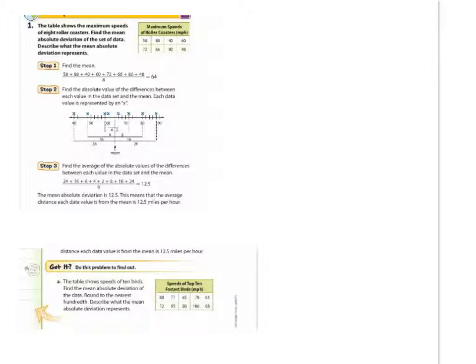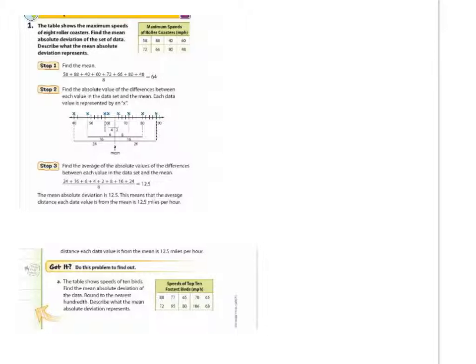On our first example, we're going to see that it gives you numbers here. And this says the table shows the maximum speeds of 8 roller coasters. Find the mean absolute deviation of the set of data. Describe what the mean absolute deviation represents. So for this, we're going to take a look at all the numbers you have. It's 58, 88, 40, 60, 72, 66, 80, and 48. We're right here at the top.